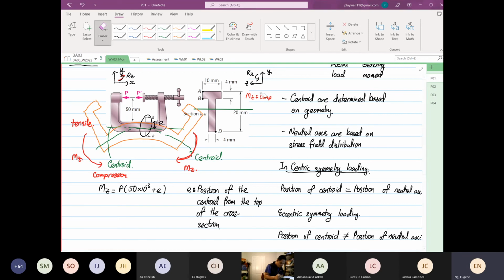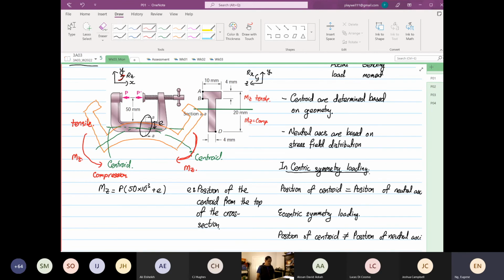Not compression, sorry. Come on, wake up. So down here will be compression, and up here will be tensile. Okay, so we know that. So this is how the analysis can help you first. Then we know that is for the moment.